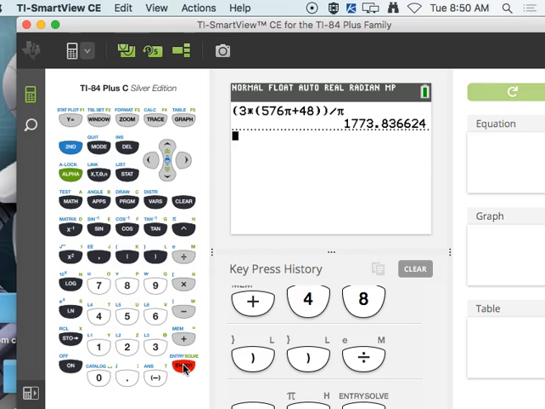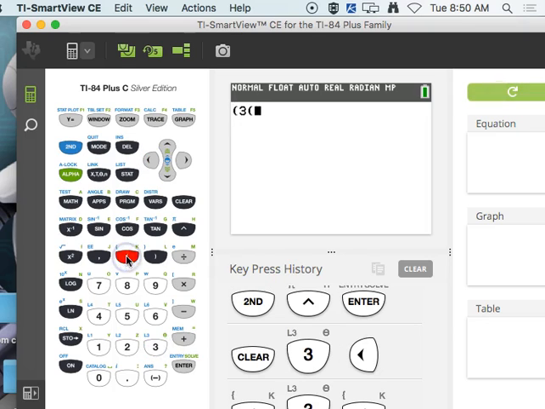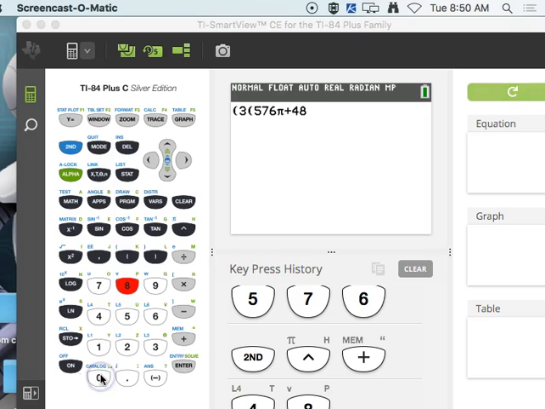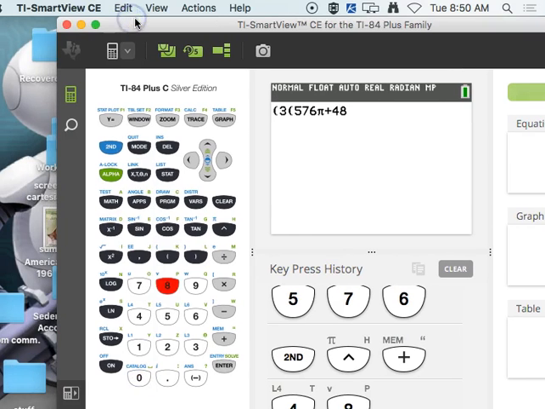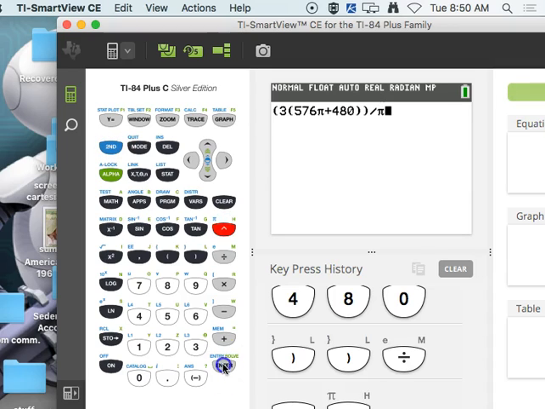Oh, thank you. Let me pull that back up. Let me go ahead and punch it in again. 3, 576 pi plus 480. Didn't take the 0 again. There we go. Divided by pi. Now we need cube root.